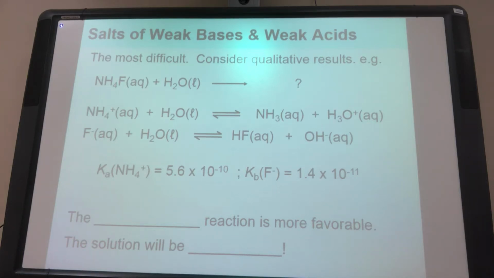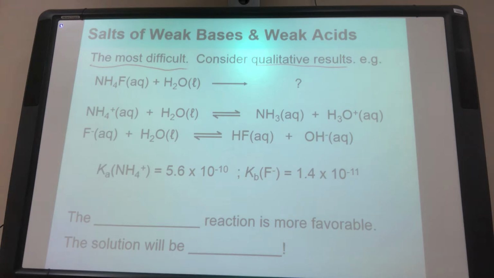Okay, so let's talk about if it's a weak base and a weak acid. This one is the most difficult. It's not the most difficult in the sense of like the math is crazy hard. It's difficult because there's no way to really predict it in a general setting. So we kind of have to figure it out case by case. And so the only way we can really do this is we have to kind of look at some qualitative results, look at some data, and then just compare.